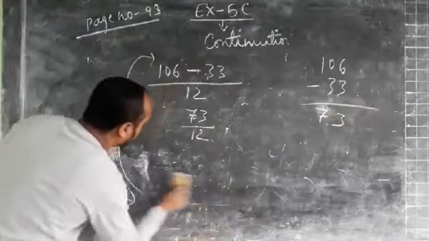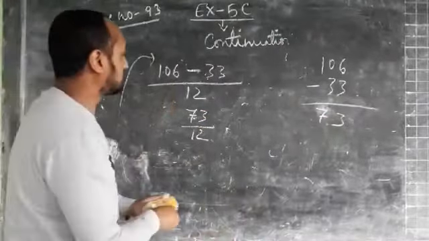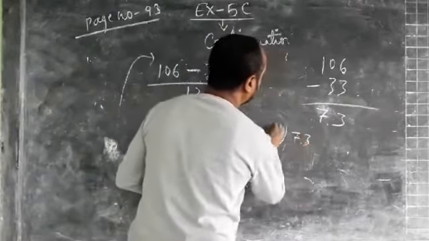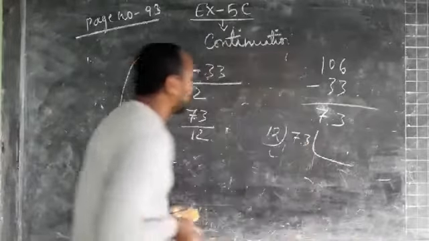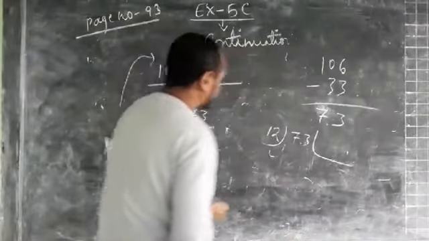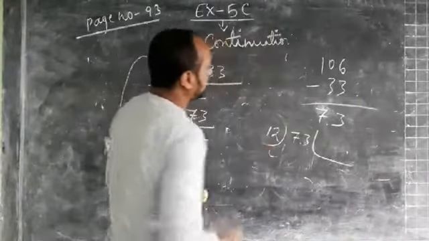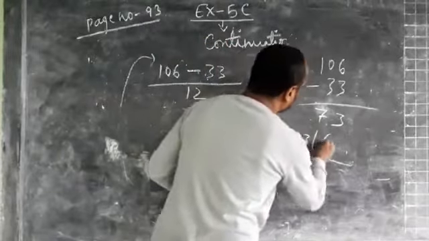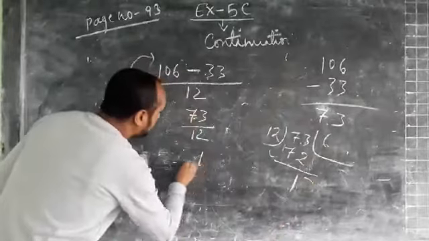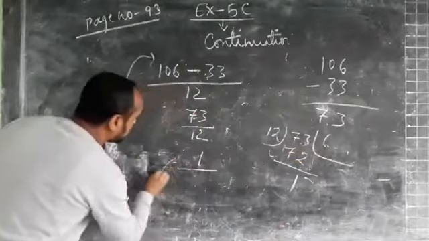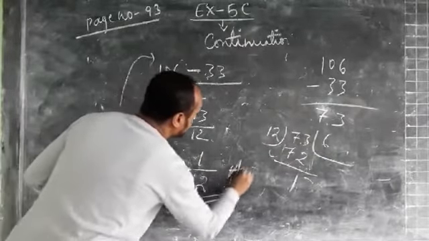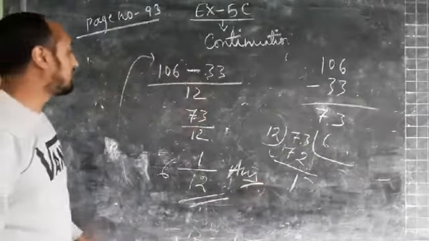Now we can convert this number into a mixed fraction also. For doing that, we have to divide this 73 by 12. So we have to know the multiplication of 12. 12 5s are 60. 12 6s are 72. Remainder is 1. So the answer will be remainder 1, quotient 6, and its divisor we have 12. So this is the answer for question number 4.